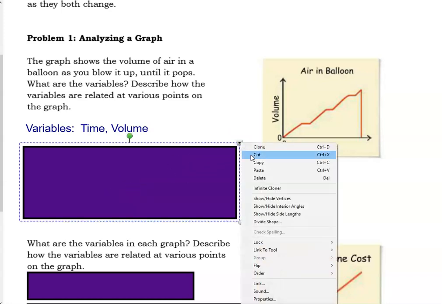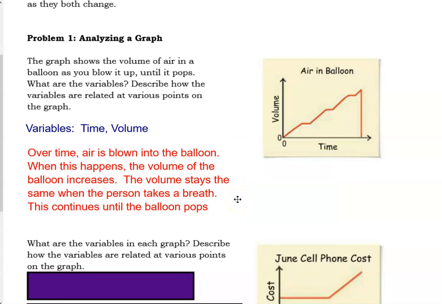So what's happening in this situation is over time, somebody's blowing air into the balloon. When this happens, the volume of the balloon increases. The volume then stays the same when the person takes a breath. And this continues until the balloon pops. So what you have to do is describe exactly what's happening in these situations. You would have to describe why the volume is increasing and why it's also staying the same at certain points in time. We know that the balloon pops because at the very end of the graph, the volume goes down to 0.